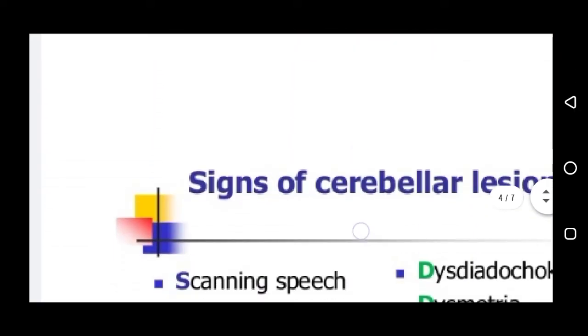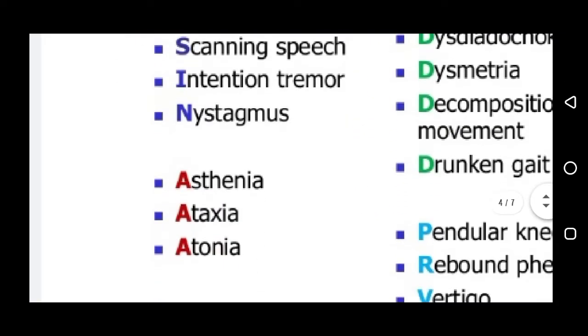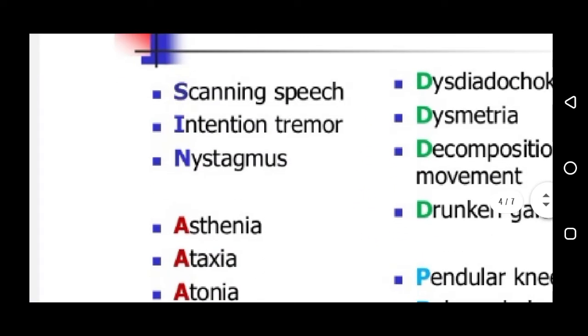Now come to the signs of cerebellar lesions. The manifestations of cerebellar lesions occur due to an imbalance in the rate, range, force and direction of the movement, and as a result there is incoordination in movement, and this incoordination in movement is known as ataxia.